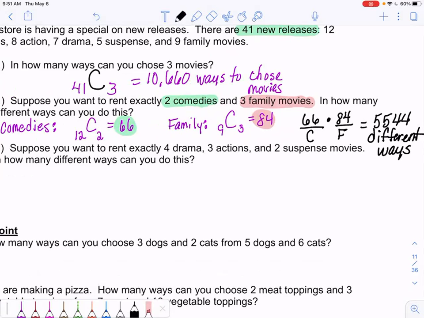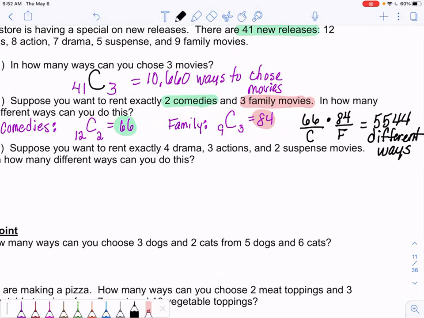So that's called finding the combination of multiple events. So you find the first event, you find the second event, and then you multiply to get the total number of options for both of them to happen. So let's see if we can answer this last question.